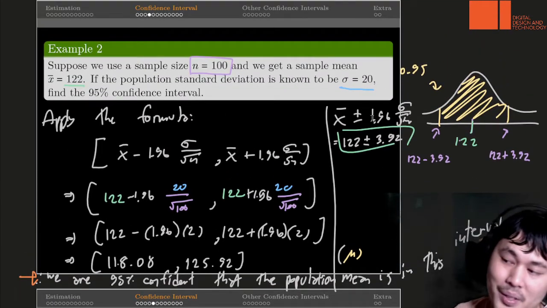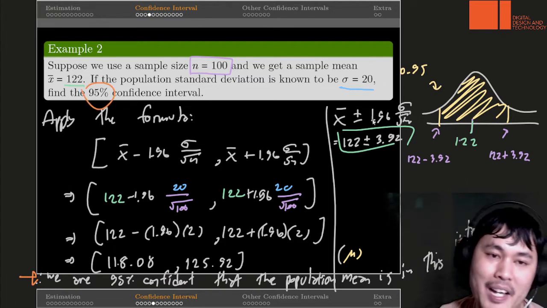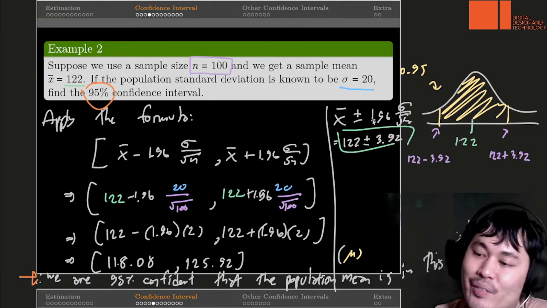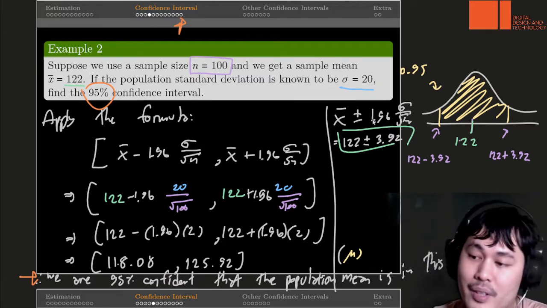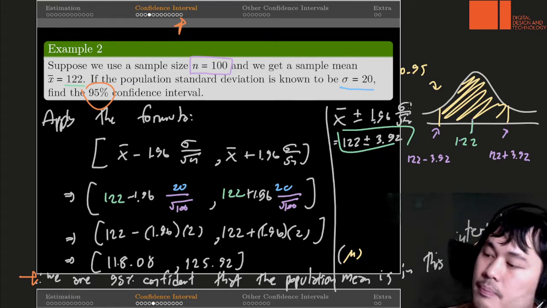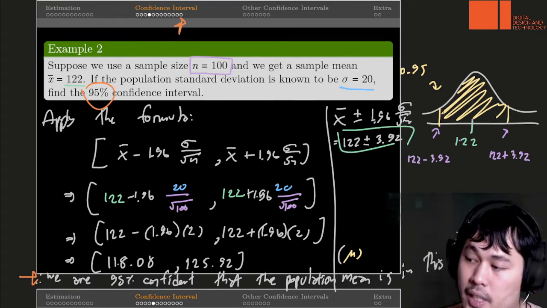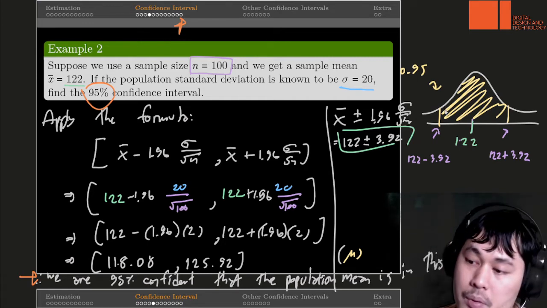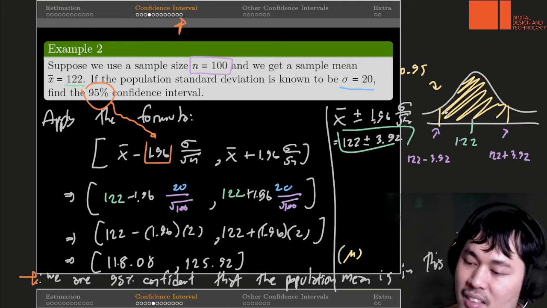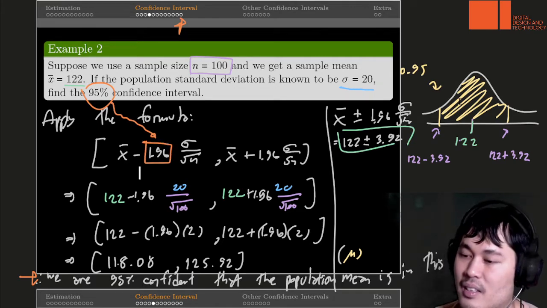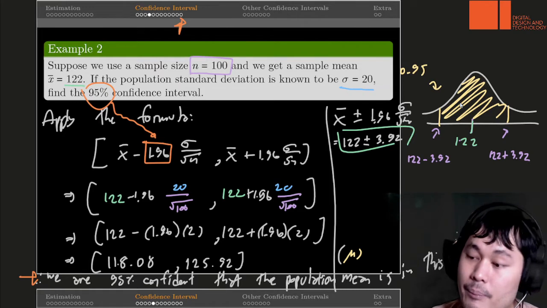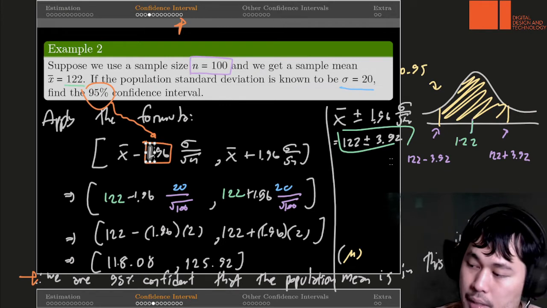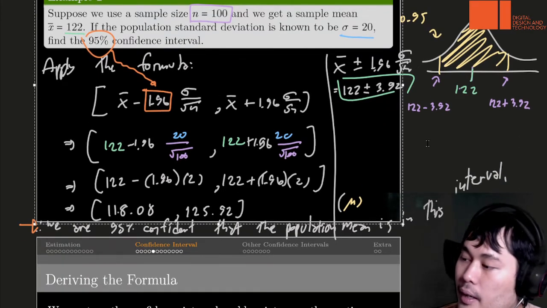The question you might ask is, why is it 95? That's a good question, and we will answer that toward the end of this section. But if you want that number to be 95, the formula is here, and that 95 will affect this number 1.96. If you change 95 to something else, this number will also change. So that's a quick application.